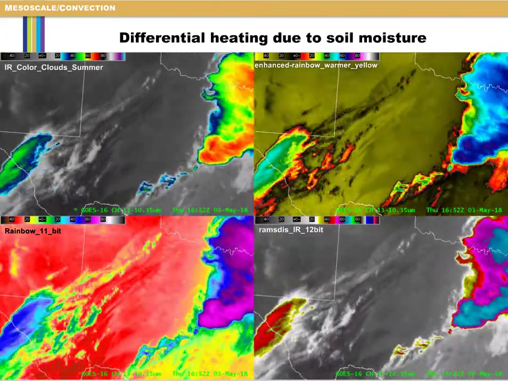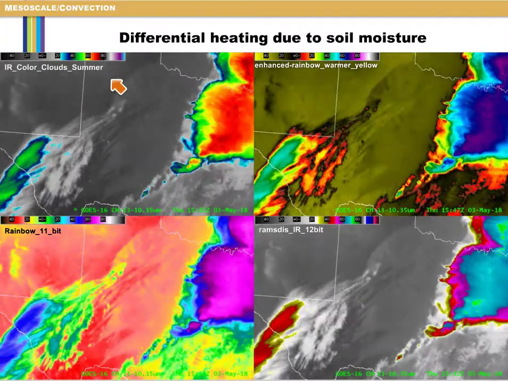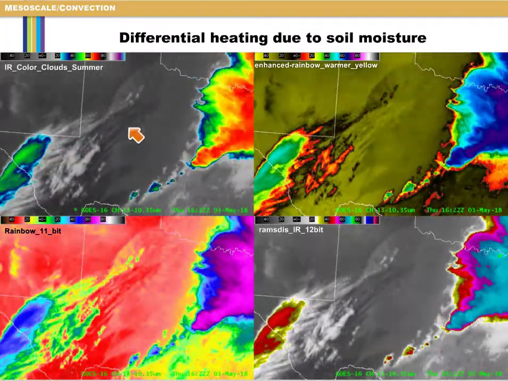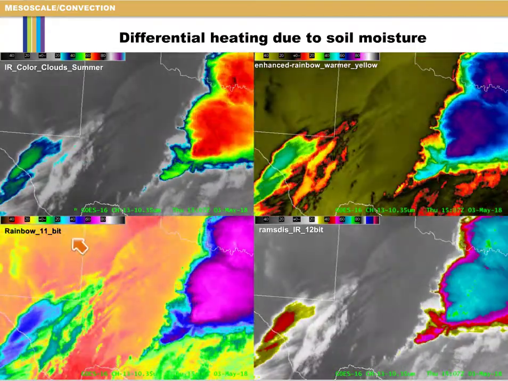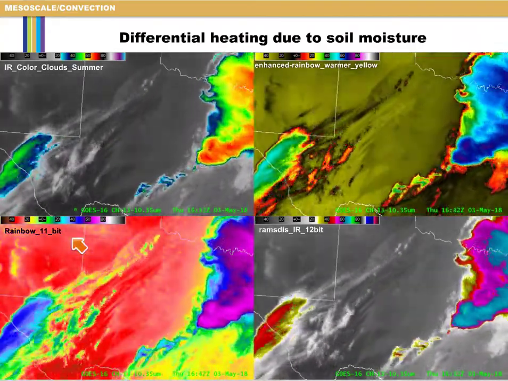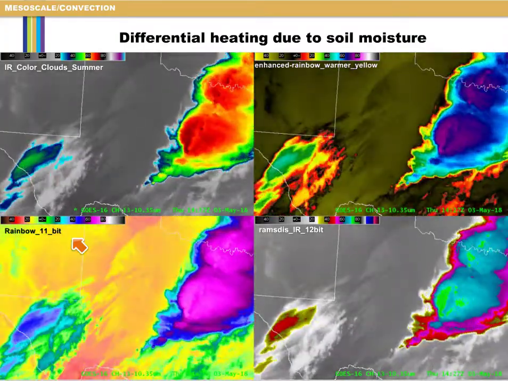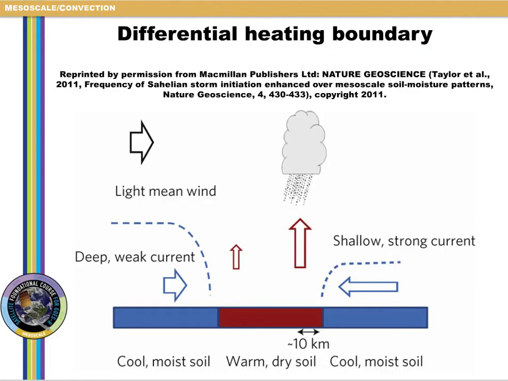Although the default color table in the upper left shows the features of interest, a steep linear type of color table, such as this rainbow 11-bit color table, may be better suited for identifying ground features. Remember, it's important to monitor these soil moisture boundaries for potential later convective initiation along these differential heating boundaries.